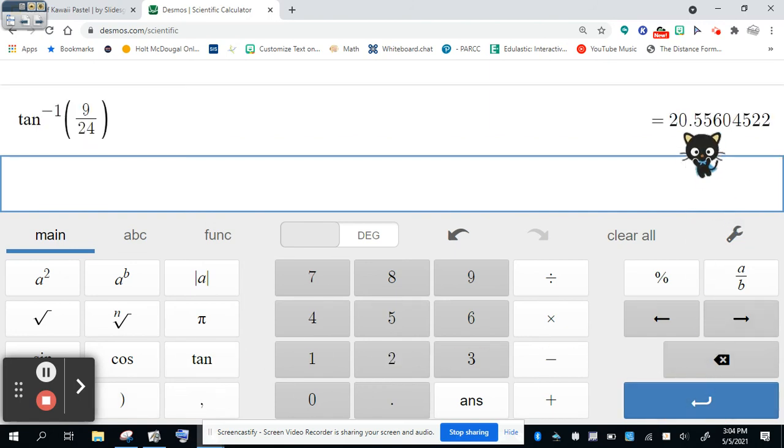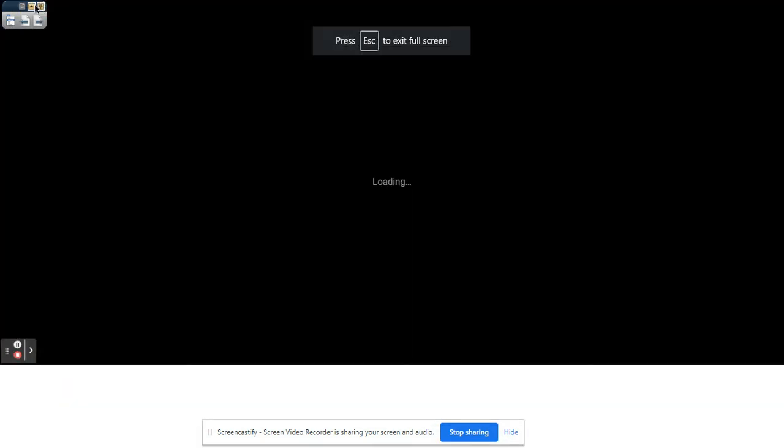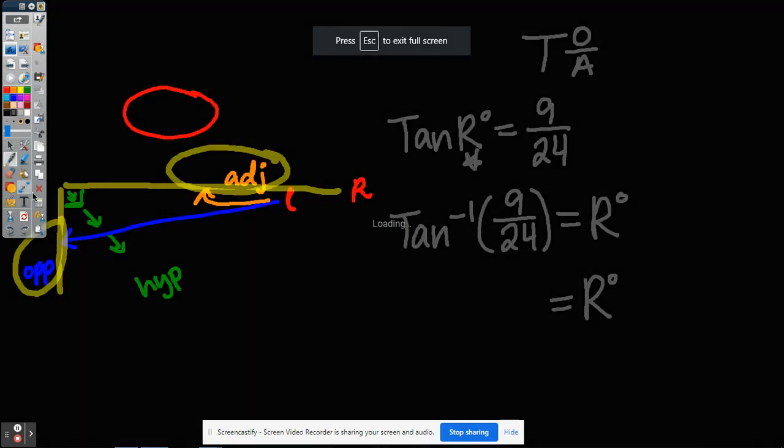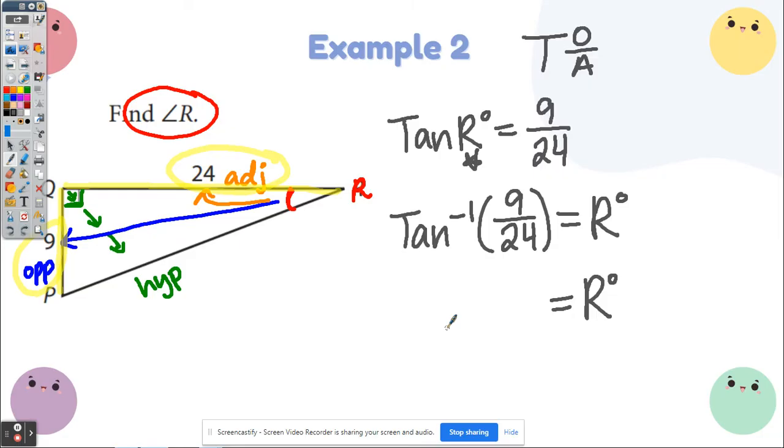Okay, and you can see here that the answer is 20.556. I want to round to the nearest whole number, so this I am going to round to 21. So here's my work from before. And it was approximately 21 degrees when rounded to the nearest whole number. So 21 degrees would go right here. Hopefully that makes things clear for you.